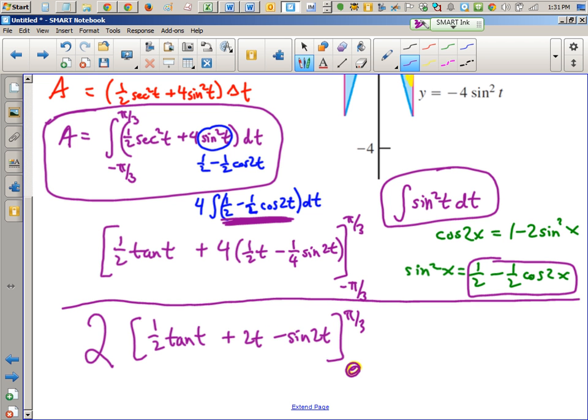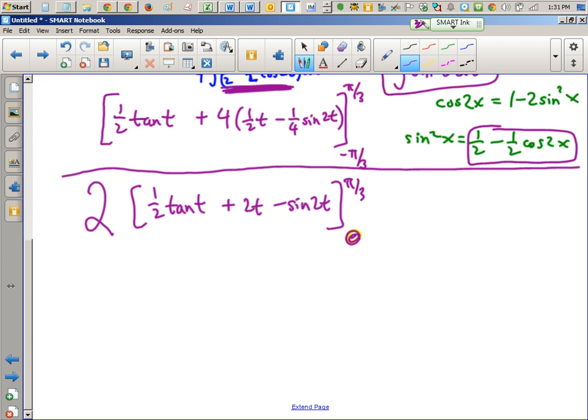So this makes it easier for me. I can plug in pi over 3 and 0, which I prefer. See how we can use symmetry to our advantage there? Okay, so plugging in pi over 3, I get 1/2 root 3 plus 2 pi over 3 minus sine of 2 pi over 3. Wait, that's just root 3 over 2. And I can plug in the 0 if I want to, but look, it's going to give me 1/2 tan 0 plus 2 times 0 minus sine of 2 times 0. It's all going to be 0 anyway. So I've got it down to this now. And you'll notice that 1/2 root 3 is the same thing as root 3 over 2, so these cancel out. And the answer is 4 pi over 3.